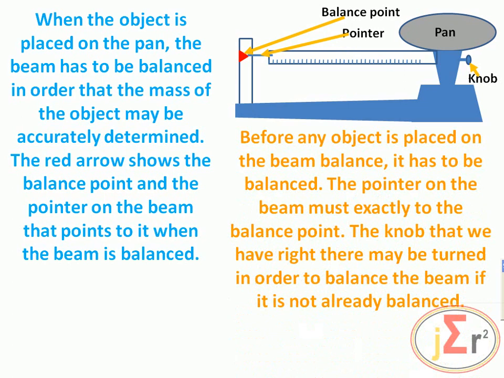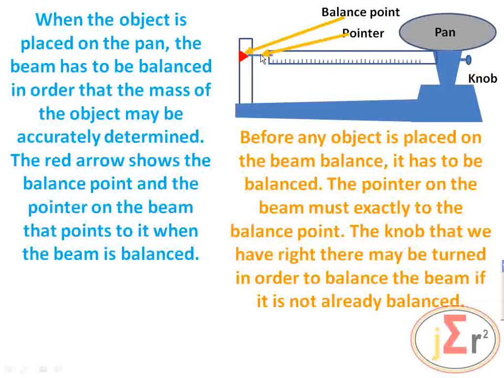Before any object is placed on the beam balance, it has to be balanced. That is, the beam balance has to be balanced. So you cannot put the object on the balance just like that. First, you have to make sure that it is balanced. The pointer on the beam must exactly be pointing to the balance point.